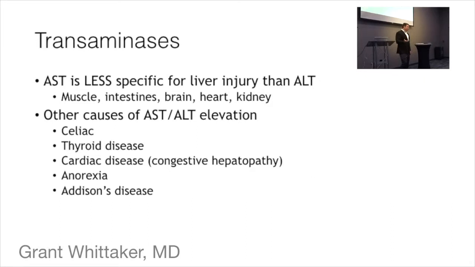Well, their bowel's inflamed, and so the AST is going to leak and be a little high. So AST is not as specific as ALT. If ALT is up, you definitely want to think this is probably coming from the liver. But other things can also cause elevation. So celiac disease is another classic example related to the bowel.